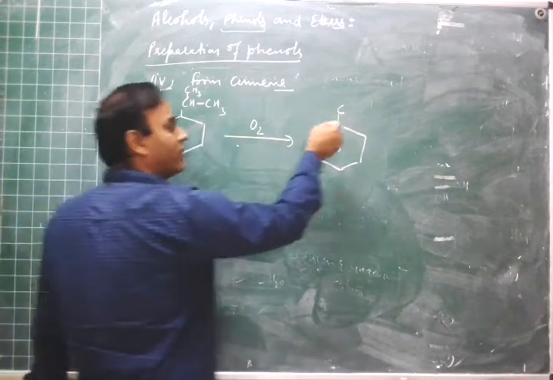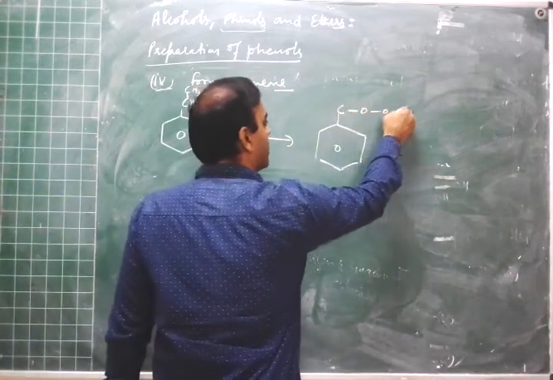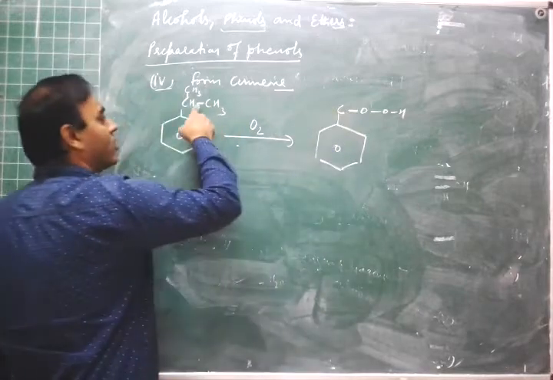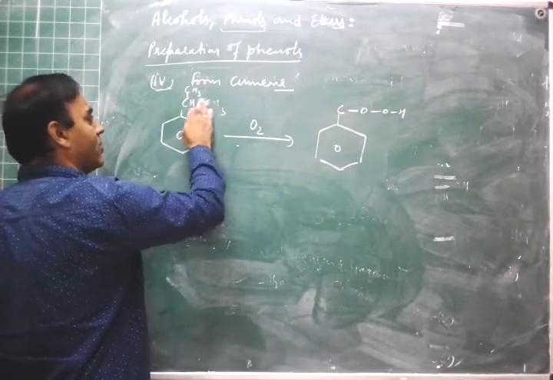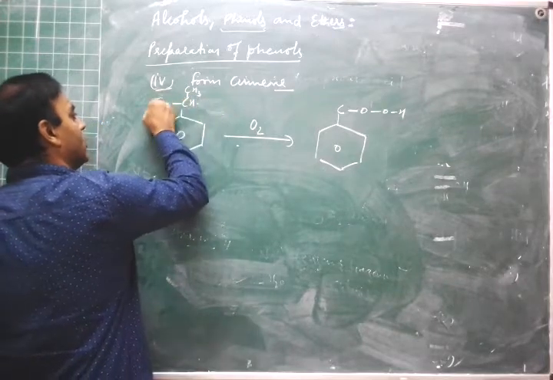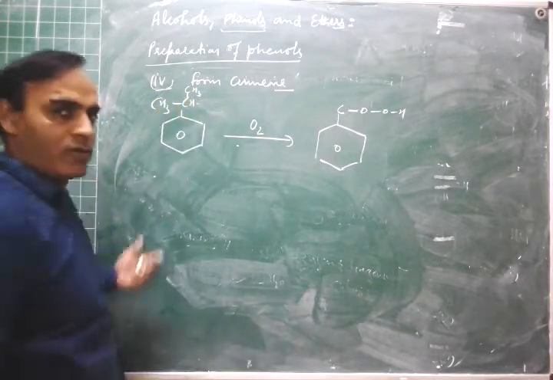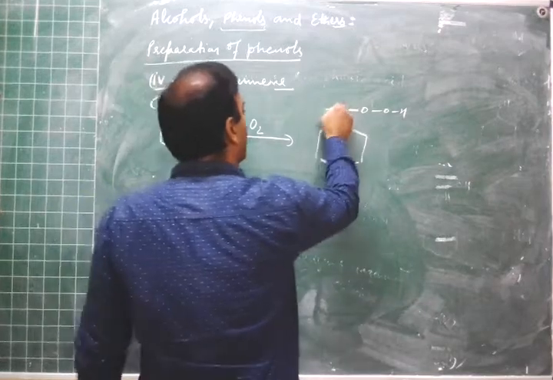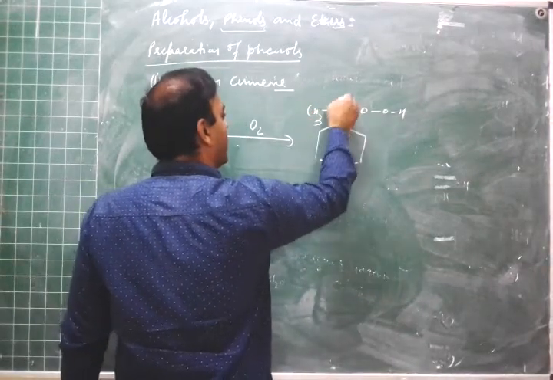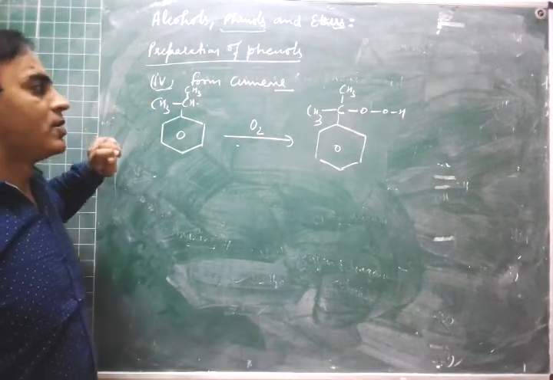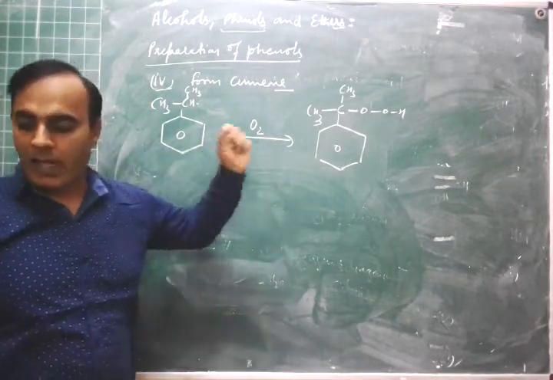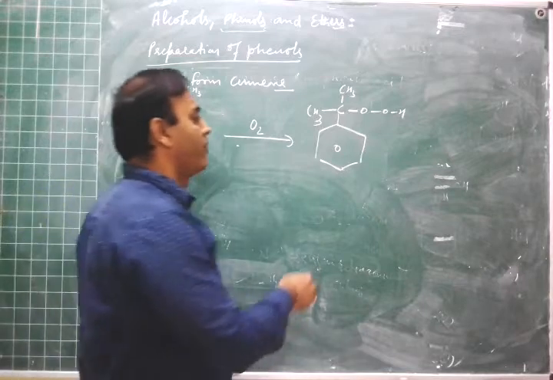This oxygen will come. So you can show it like here, and you can show CH3 this side also, and this CH3 this side also. That is, you can show it like this also. This is the same thing, that is cumene. So we can show CH3 here. That will be easy to show the reaction if you show CH3 here, right? So now this product is formed, and this is known as cumene hydroperoxide.